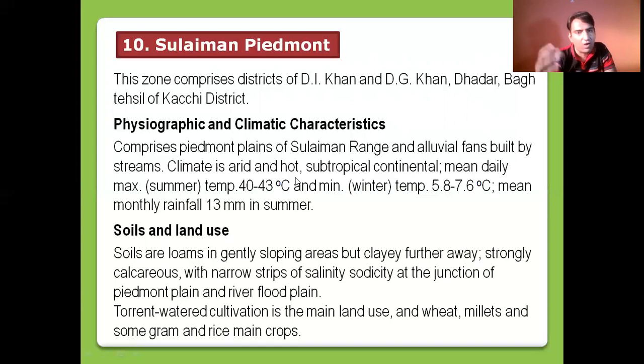Climate is arid and hot. Subtropical continental, mean daily maximum in summer is 40 to 43 centigrade, and in winter the minimum temperature is 5 to 7 centigrade. Monthly rainfall is 30 millimeter in the summer, so mostly rainfall is in the summer. So torrent water is used for cultivation in the mainland, and wheat, millet, and some gram and rice crops are found. So when we have more rainfall, we go for crop production here, or agriculture here.